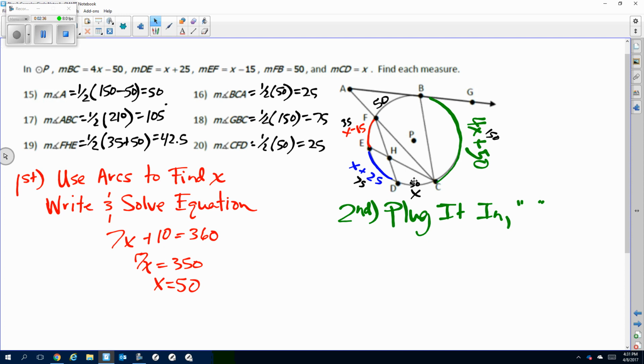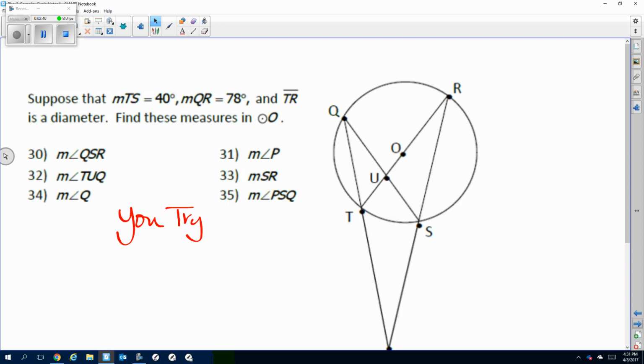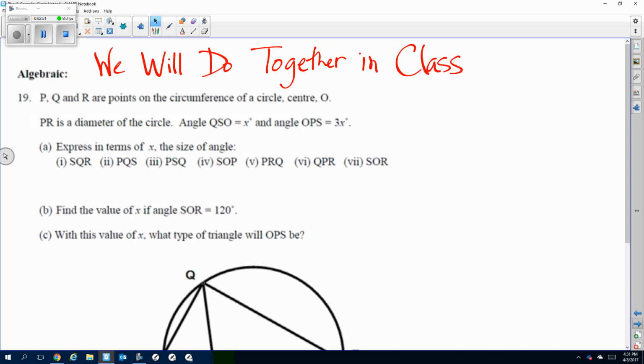So hopefully that helps you. We do want you to definitely try this one on your own. There's no algebra there. You're using the angles. Remember to find the measure of all the arcs first, and then do one angle at a time. And then this one we're going to do together in class. Go ahead and try if you want to. It's a nice challenging problem.